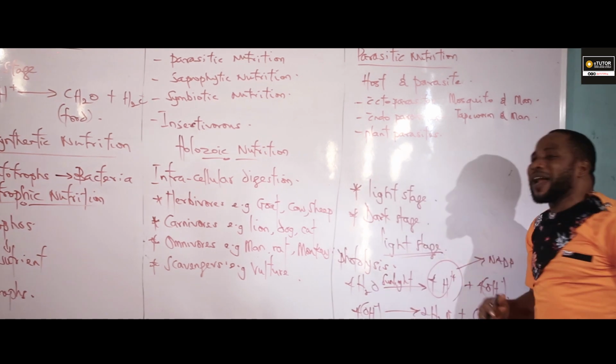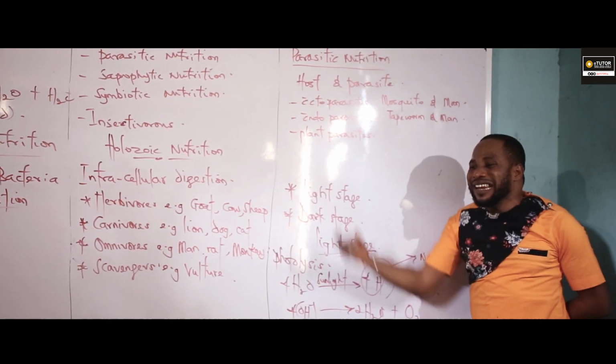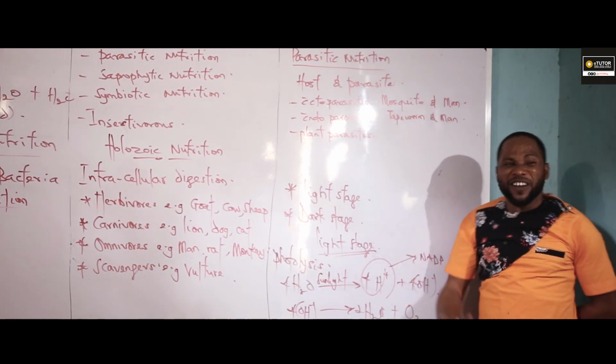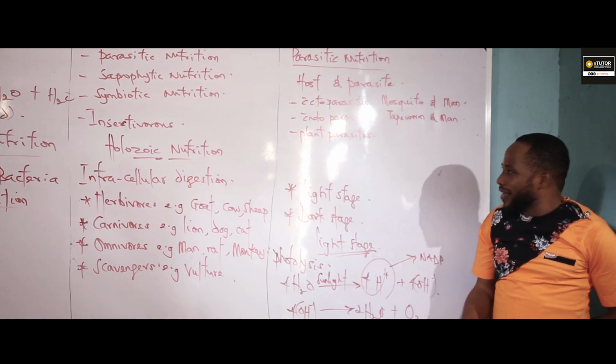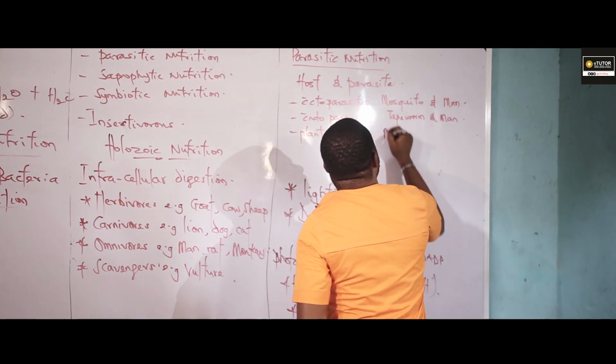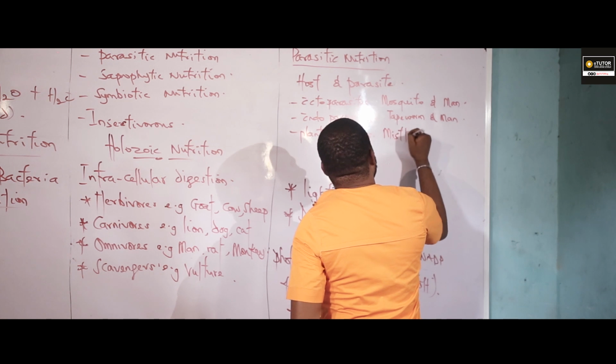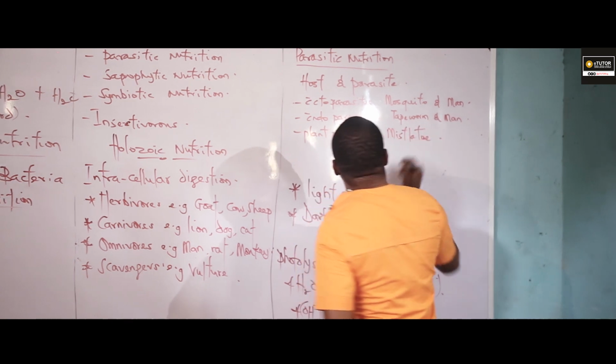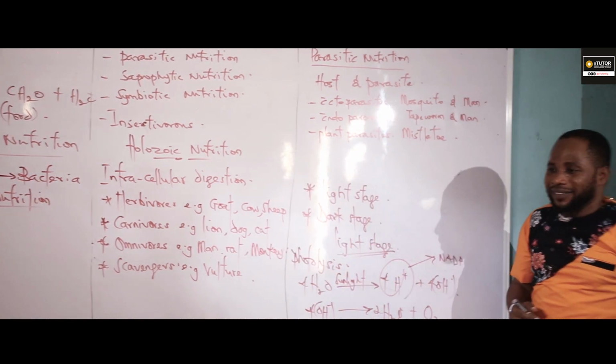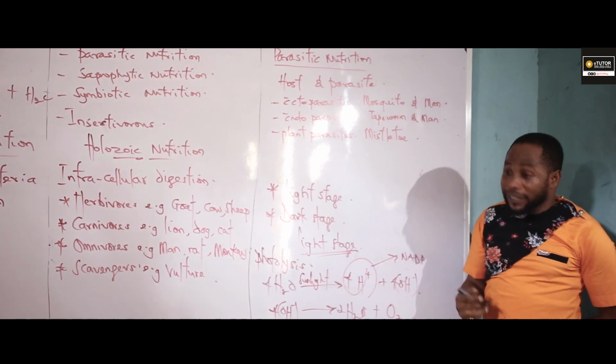Then the last one is the plant parasite, the parasite that lives and feeds on top of another plant. A good example is mistletoe. There is a plant called mistletoe, which is a plant parasite. Did you understand? Did you understand?